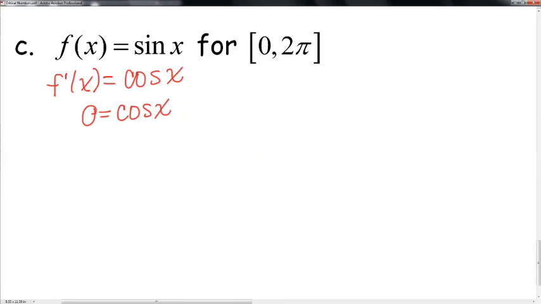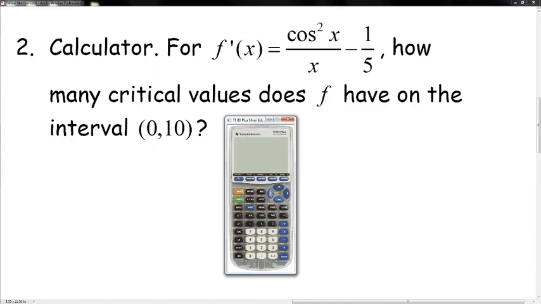Number 2, for f prime of x equals cosine squared x divided by x minus 5, how many critical values does f have on the interval from 0 to 10? They already gave me the derivative, so I'm just going to plug it into my y equals. I'll plug in parentheses, cosine of x, squared, divided by x minus 1 over 5.